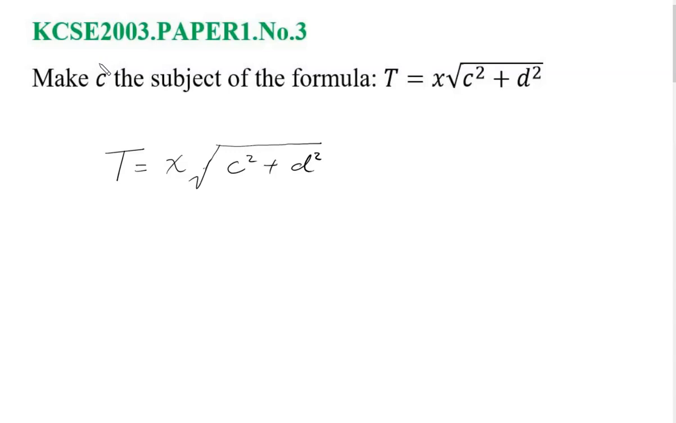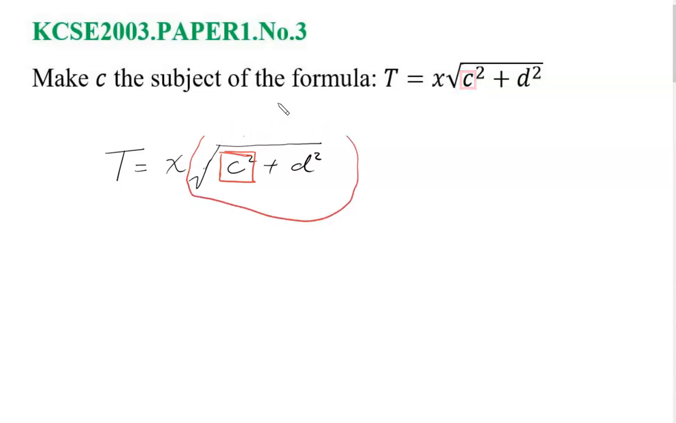We're solving a problem that was tackled in KCSE 2003 paper 1 number 3. We're supposed to make C the subject of our formula. Now when I look at C, I see two challenges. The first challenge is that C is squared. C itself is squared. And the second challenge is that it is wrapped within a square root sign.